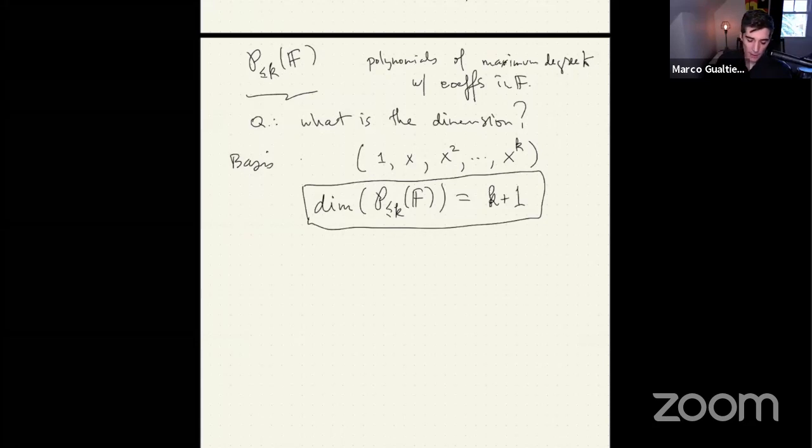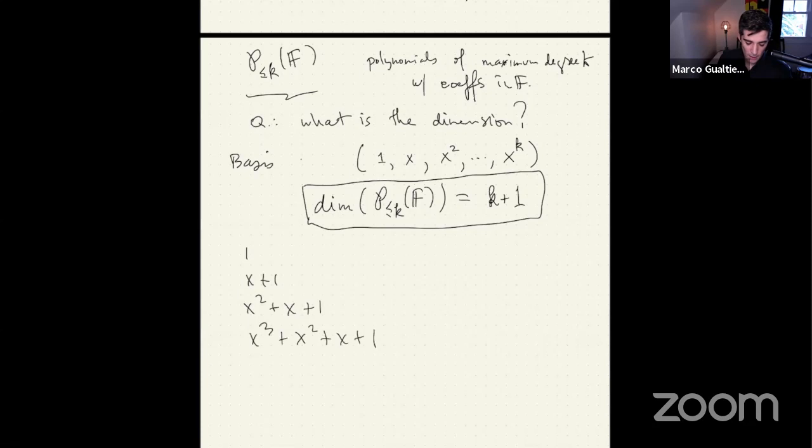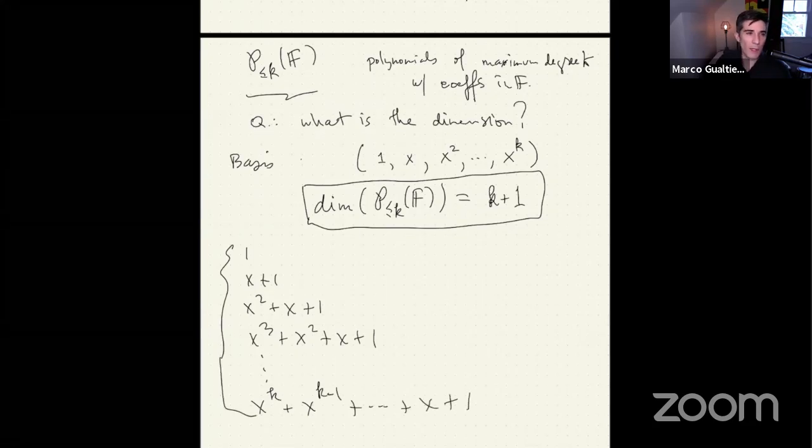Okay, but this is only one possible basis, right? I could take 1, x plus 1, x squared plus x plus 1, x cubed plus x squared plus x plus 1, all the way to x to the k plus x to the k minus 1 plus ... plus x plus 1. This would also be a basis. It would be a different basis.